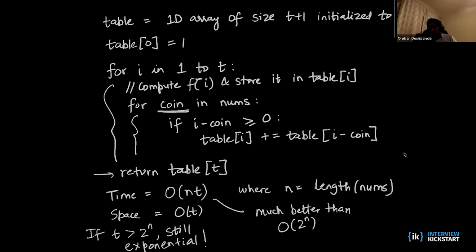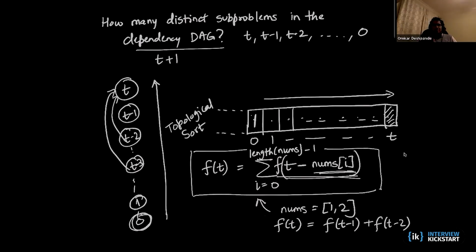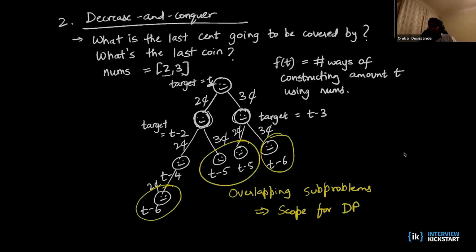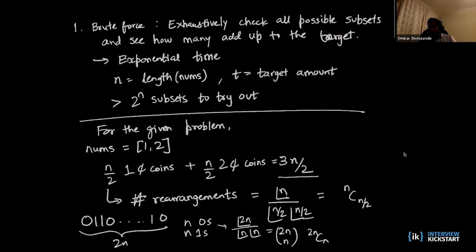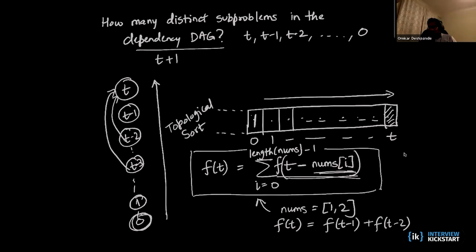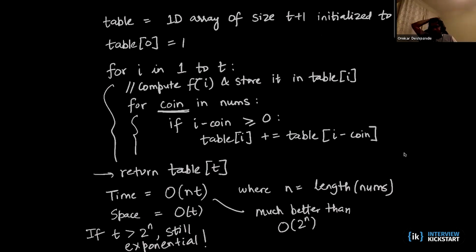If it's more than 2 to the power n, then our table is going to be of length more than 2 to the power n. So obviously filling it up is going to take time more than 2 to the power n, in which case we might be better off looking at a brute force approach where you just enumerate all subsets. Because in the subset sum problem there are only 2 to the power n subsets. Here there might be more.